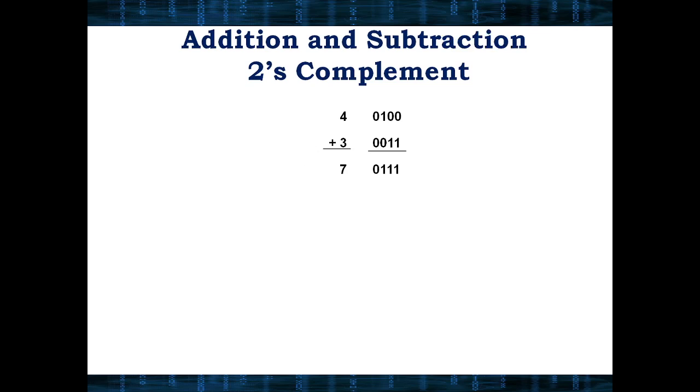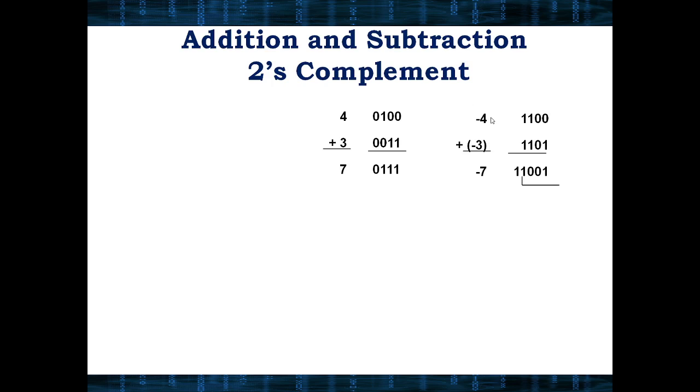This is the first example we are taking. We are performing addition on two decimal values, 4 plus 3. First we need to represent these in binary format. 4 is represented as 0100 plus 3, that is 0011. Add these two: 0 plus 1 is 1, 0 plus 1 is 1, 1 plus 0 is 1, 0 plus 0 is 0. That is nothing but 7. So the decimal value is 7, and here also we got 7.